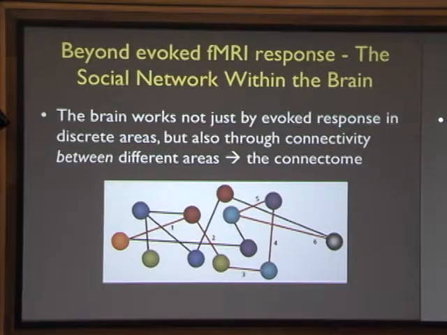So for this, our group and I think some others are making the contention that we need to look beyond the evoked fMRI response. And we need to look at connectivity, maybe referred to as a social network within the brain. So the brain works not just by evoked response in discrete areas, but also through connectivity between different areas. And this has been termed the connectome. Okay? So how are different parts of the brain connected to one another?